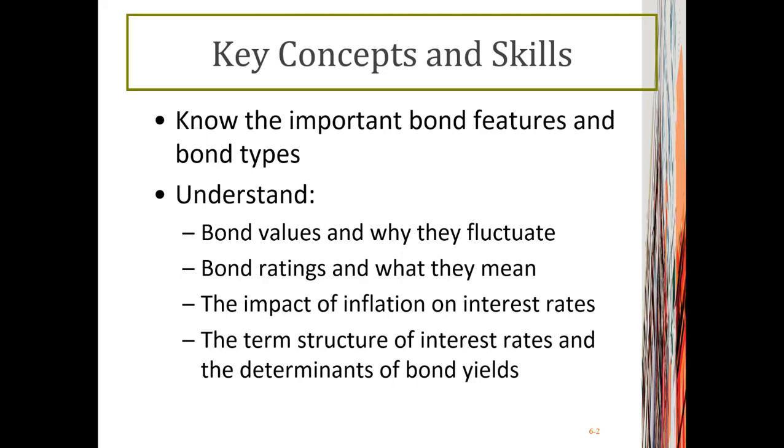One important thing that we learn is that the bond value depends on interest rates. Therefore, to conclude this chapter, we will have a thorough examination of interest rates and the term structure of interest rates. At the end of this chapter, you should know the important bond features and different types of bonds, and you should understand the bond value and why bond prices fluctuate. And also you need to understand the bond rating and what they mean. Of course, you need to understand the impact of inflation on interest rates, what the term structure of interest rates means, and what the determinants of bond yield are.